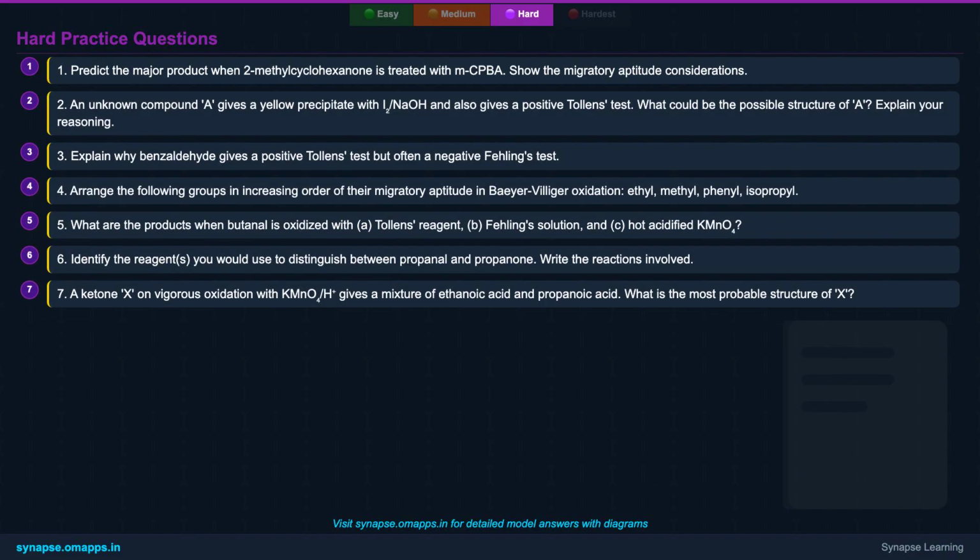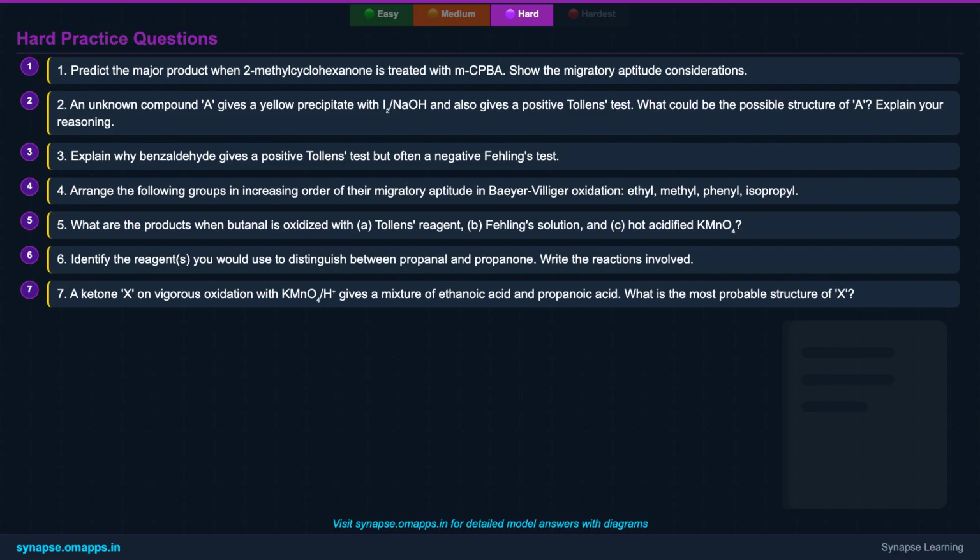Can you predict the Baeyer-Villiger product for 2-methylcyclohexanone, considering migratory aptitudes? What's the structure of a compound giving both iodoform and Tollens' tests? Explain the difference in reactivity of benzaldehyde to Fehling's.